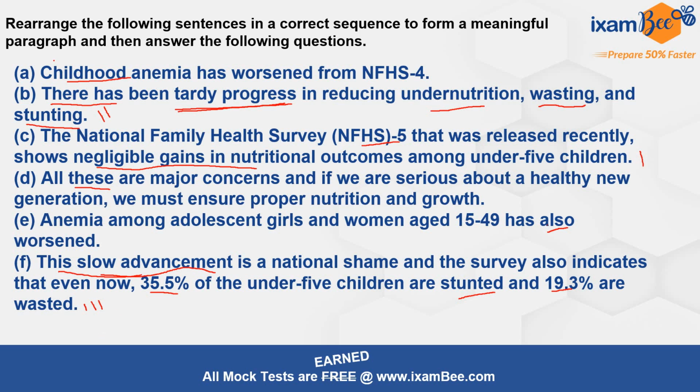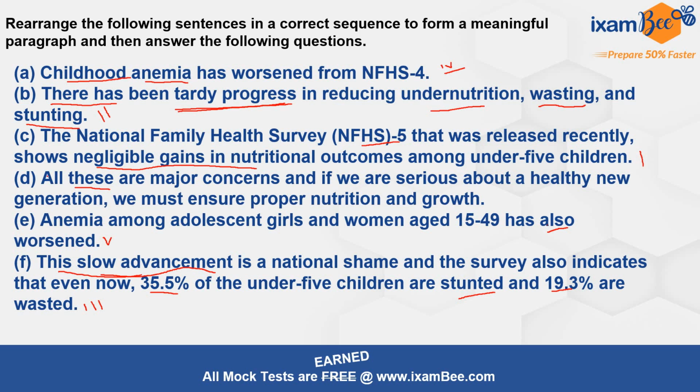Now, fourth one would be, now we come to anemia, which perhaps is a consequence of undernutrition. So this is going to be your fourth, right? So childhood anemia has worsened from NFHS 4, right? Now, following this will be your E. Anemia among adolescent girls and women aged 15 to 49 has also worsened, right? So previously, whom did we talk about? Childhood or children, right? Then we talk about adolescent girls and women.